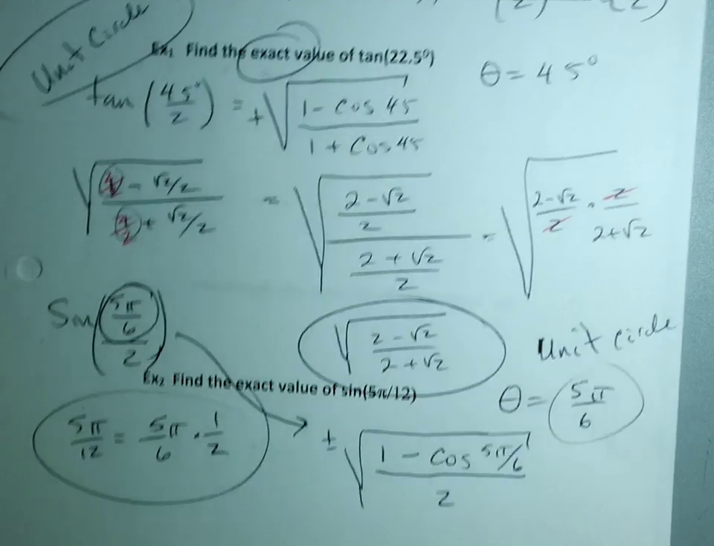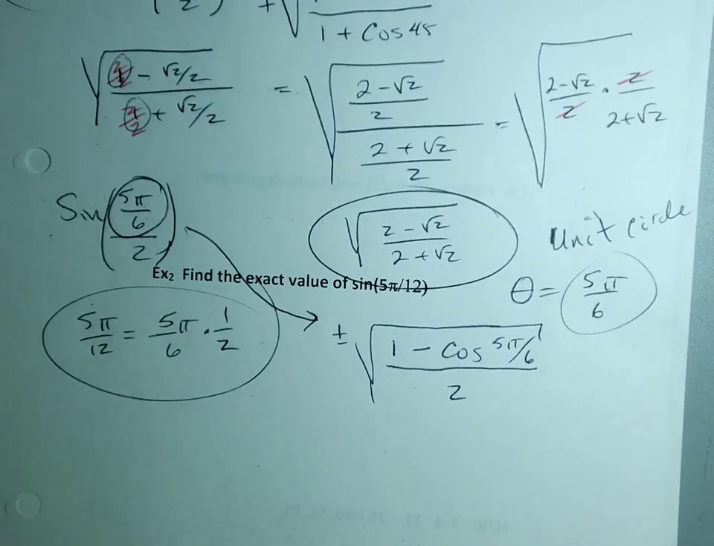Now this might be a little confusing for you. If you want to change these to degrees, it might help. So 150 degrees, what's half of 150 degrees? 75, right? But I'm just going to do it in terms of radians. So here's my angle. My original angle is 5 pi 12ths. This is half of that. So 5 pi 12ths is half of 5 pi 6, and that's why we're going to use our half angle formula, okay? So 5 pi 6 is on the unit circle, right?